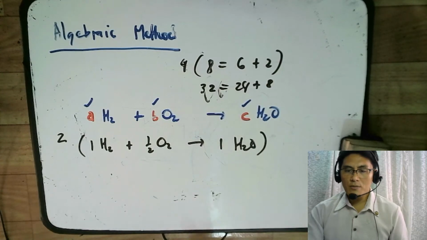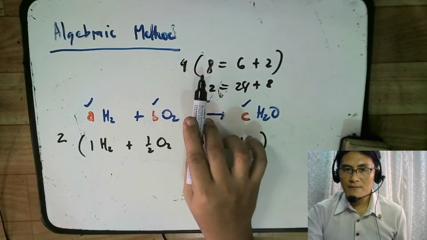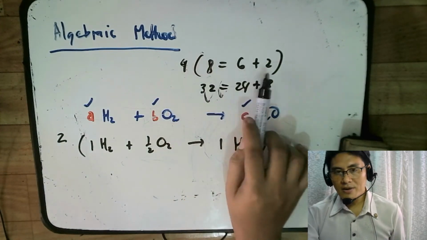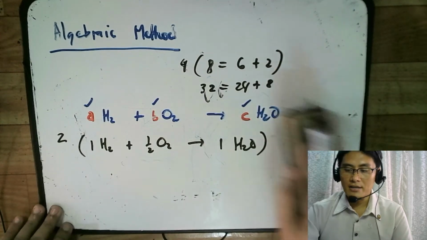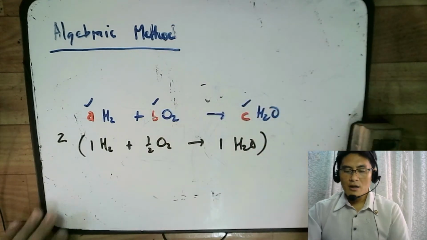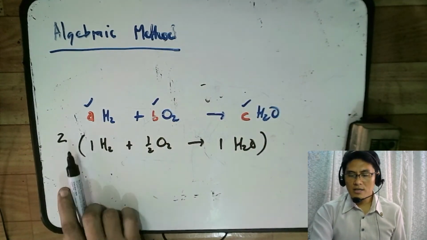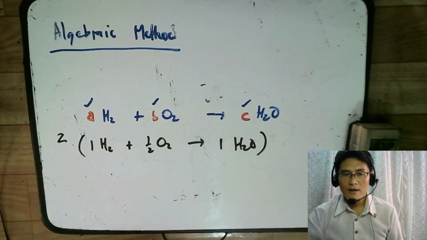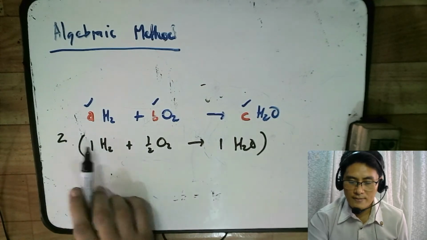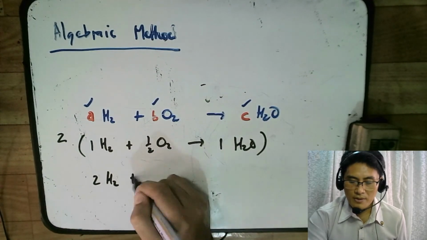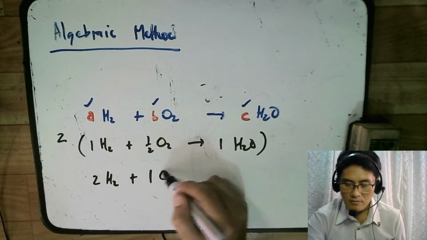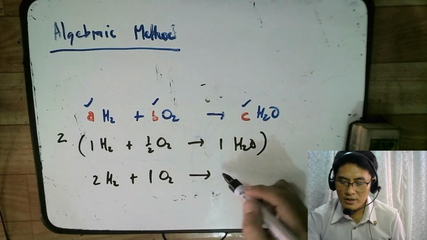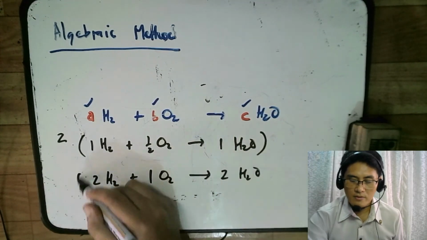What I'm trying to say is, if you multiply any number to the left side, as long as you also multiply it to the right side, the equation remains valid. The same thing applies to the chemical equation. If I multiply this by 2, as long as I multiply every term, in the left side and also in the right side, it is the same. So 2 times 1 is 2, plus 2 times 1/2 is 1, plus 2 times 2 is 2, H2O.